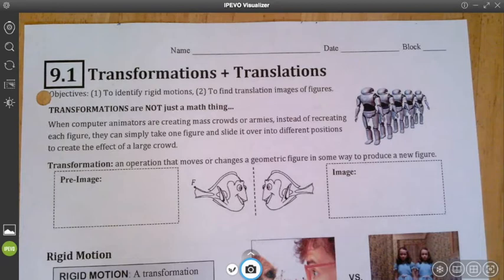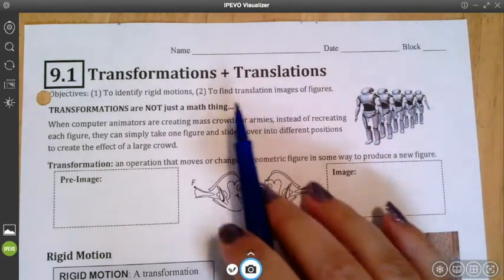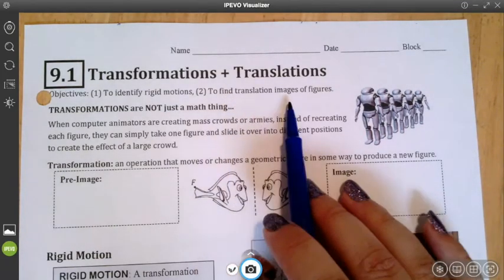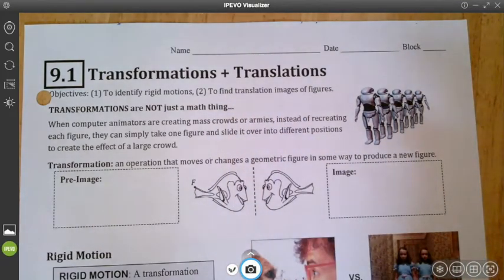So our objectives for this section are to identify a rigid motion. A rigid motion is a motion or a movement that doesn't change the object. So it's rigid, it stays the same, but it moves somewhere. And specifically to find the translation images of figures. So that's our goals for this section.